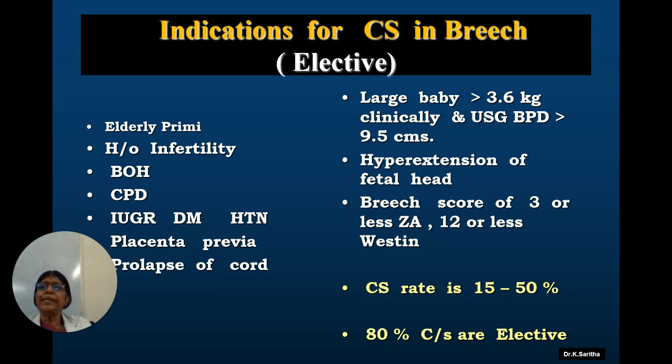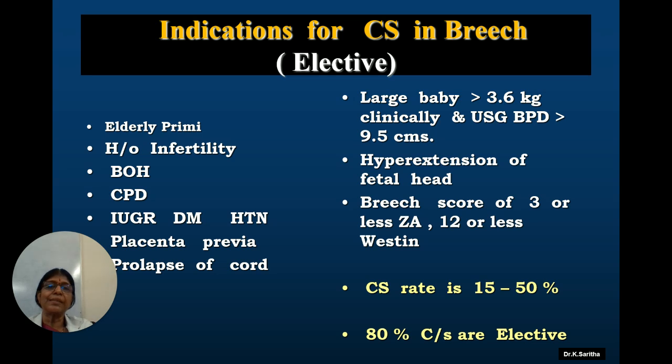Now coming to the indications for cesarean section. Elective indications: elderly primi, history of infertility, bad obstetric history, cephalopelvic disproportion, intrauterine growth retardation, placenta previa, prolapse of the cord, a large baby, hyperextension of the fetal head, or a breech score of 3 or less with the Zatuchni-Andros score. All these definitely warrant a cesarean section, and these are all elective cesarean sections.